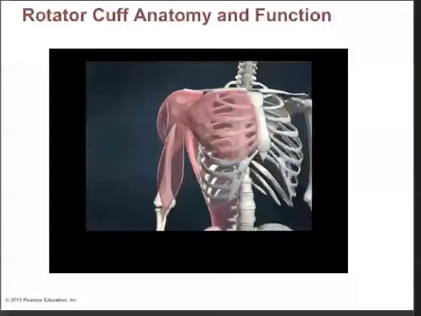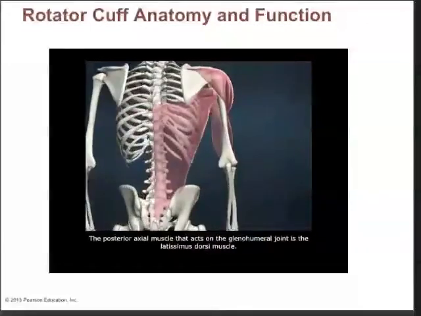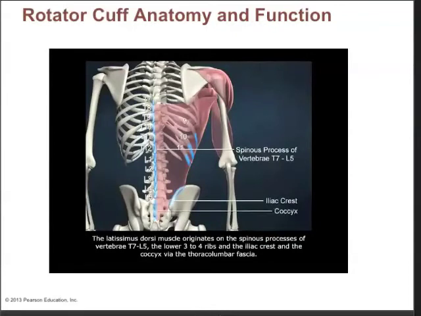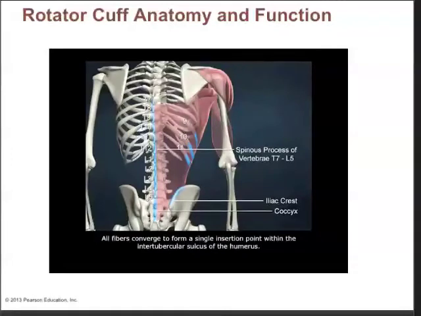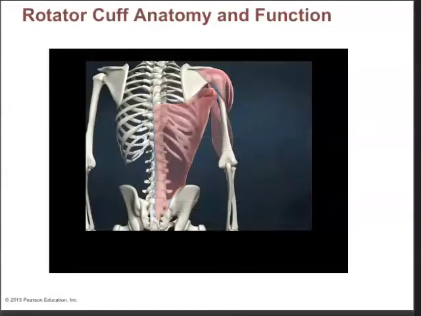The posterior axial muscle that acts on the glenohumeral joint is the latissimus dorsi muscle. The latissimus dorsi muscle originates on the spinous processes of vertebrae T7 through L5, the lower 3 to 4 ribs, and the iliac crest and the coccyx via the thoracolumbar fascia. All fibers converge to form a single insertion point within the intertubercular sulcus of the humerus.